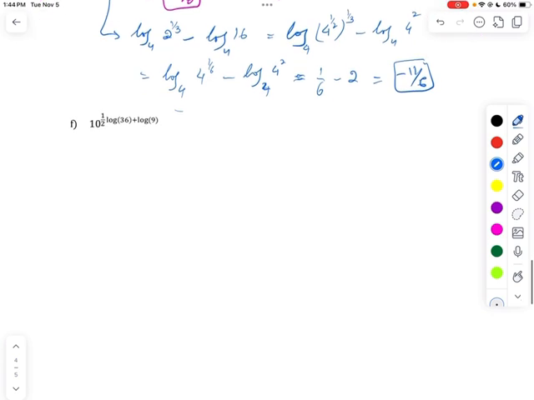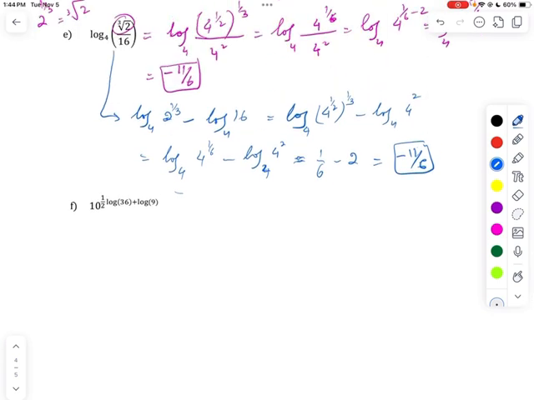Last one. So we will do again the same thing, simplify this. So this becomes 10 raised to 1/2. Well, how are we going to do it? Well, we have to move the 1/2 onto the 36.